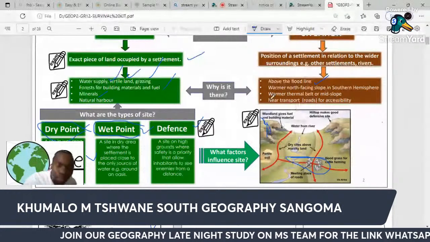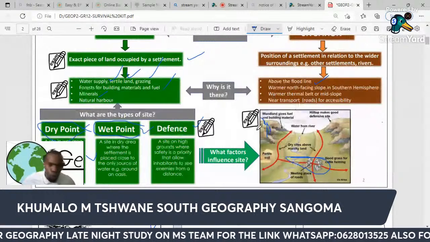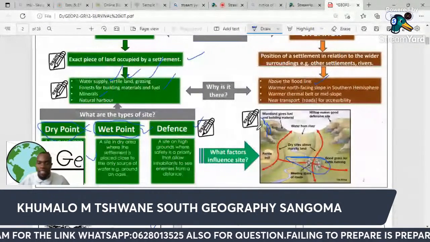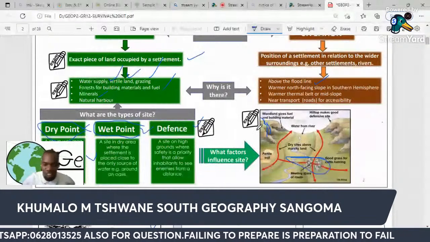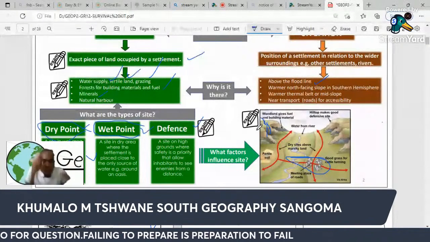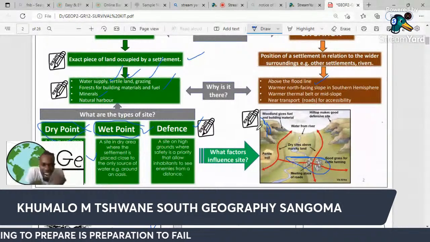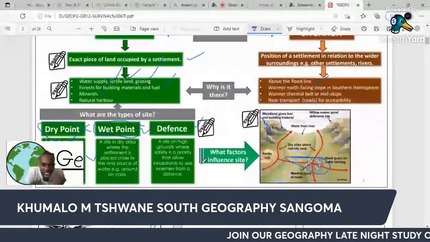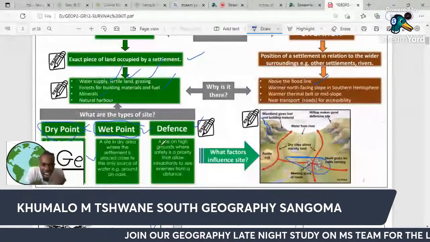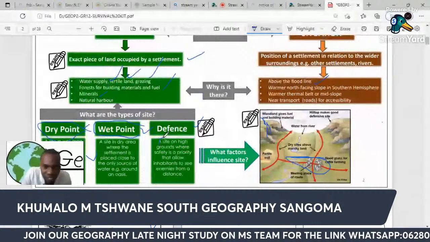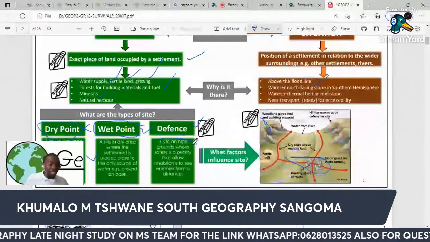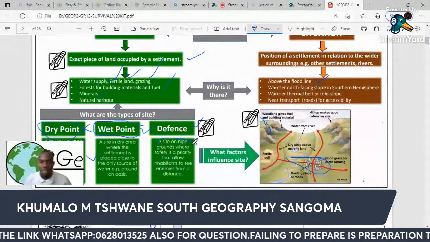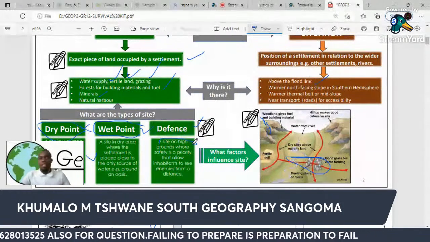I always make an example of this, grade 12, by the Lion King, where Simba and the other lions stay on a hill on top there, and they're able to see the hyenas when they are approaching so that they can gear up. Our defense site will be that one that is on a high ground. Why is it on the high ground? It is because they want to see the enemies when they are attacking. So those are the types of site.